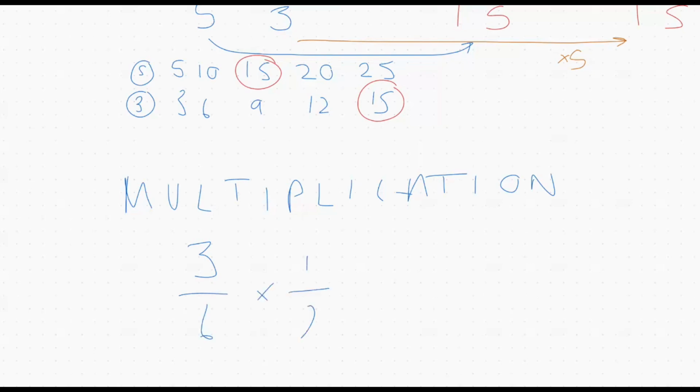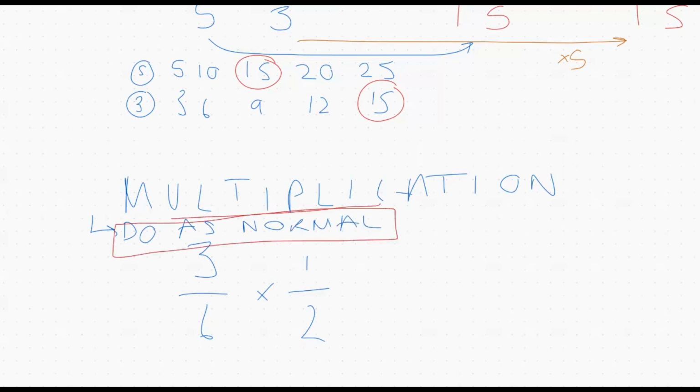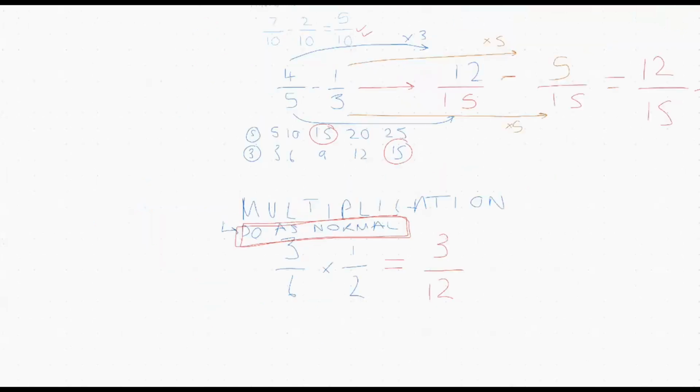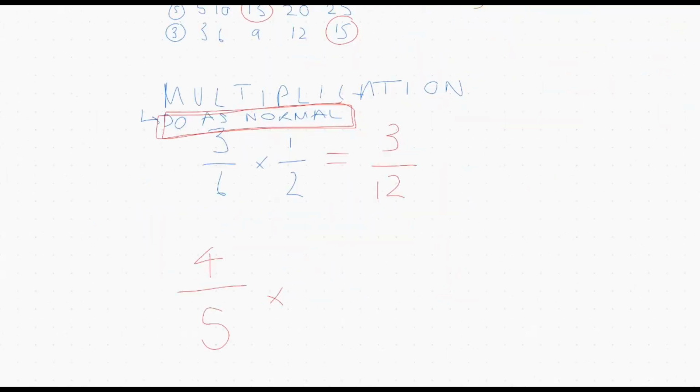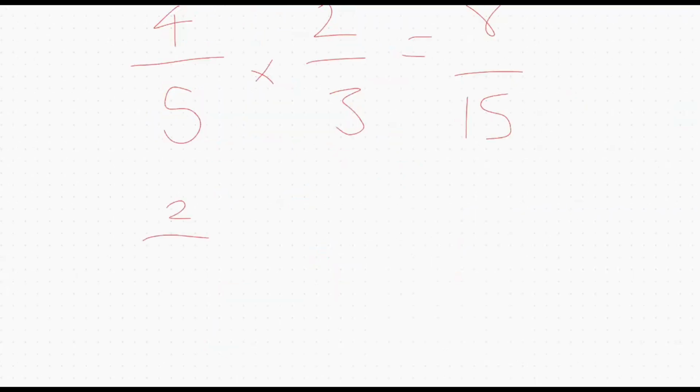Multiplication is the one that I think is the easiest because you simply just go for it. So it says do as normal. You times the tops, you times the bottoms. You don't try pick random ones and times them together. So 3 times 1 is 3, 6 times 2 is 12, 4 times 2 is 8, 5 times 3 is 15. Even with 2 over 6 times 17 over 20, even when you get big numbers, you still do as normal: 34 over 120.